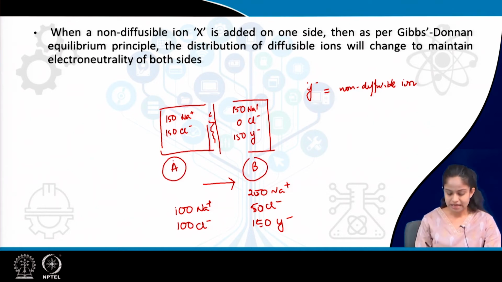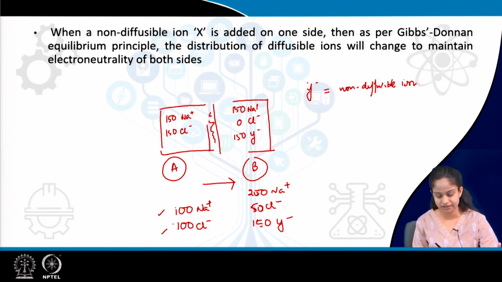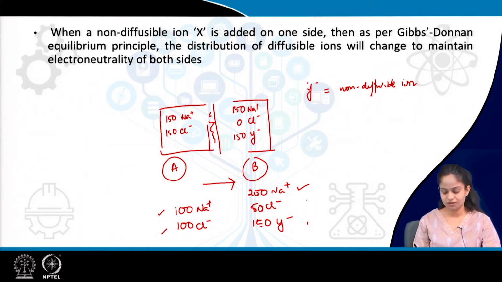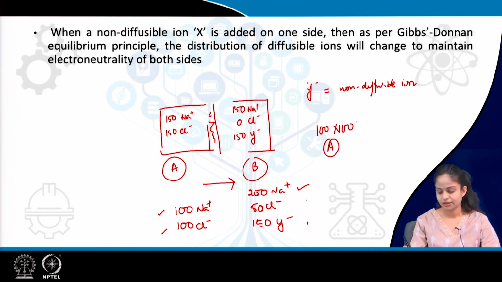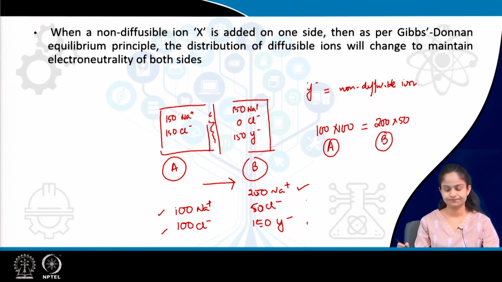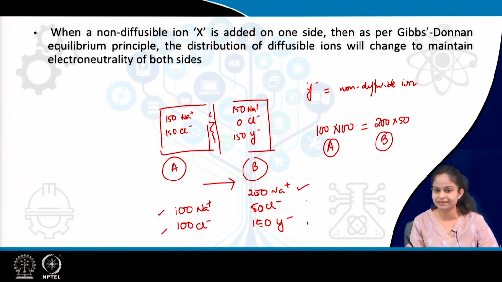So, now you can see the cations, 100, are present in solution A, and in solution B the number of anions is 150 plus 50, that is 200, and cations 200 sodium. This is already according to the rule. The second part of the rule is the product. So, 100 into 100 of solution A is equal to 200 into 50 of solution B. This is the product of the diffusible ions.